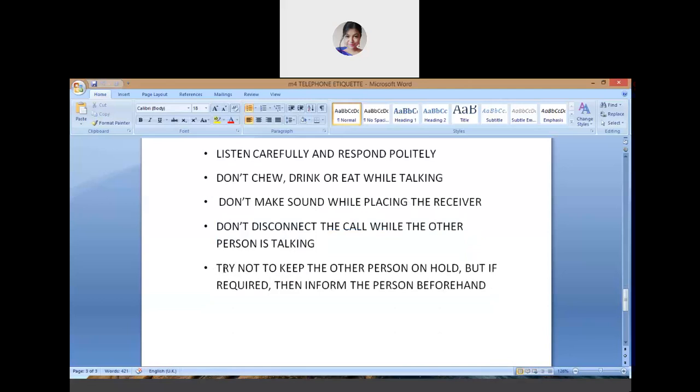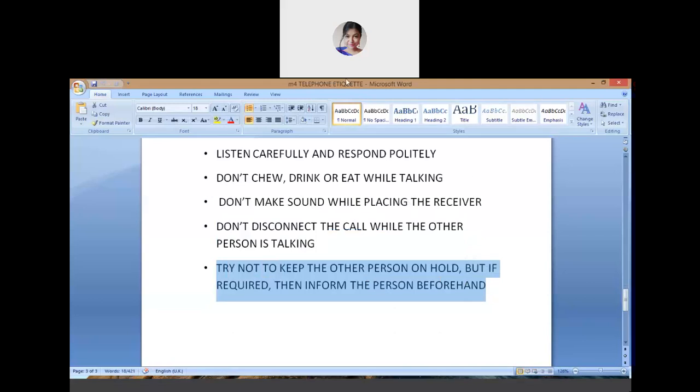The last point is try not to keep the other person on hold. If required, then inform the person beforehand. So try not to keep the other person on the other side on hold. But if it is required to, then do inform the other person that I'm keeping you on hold. Please wait for some time. I'm keeping you on hold.